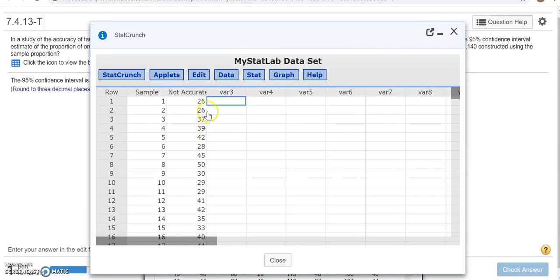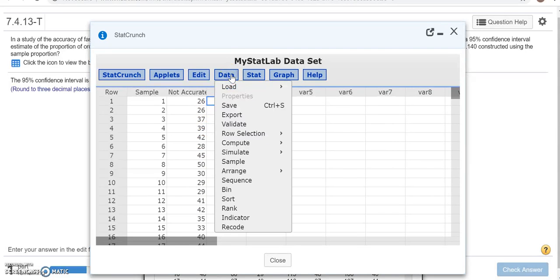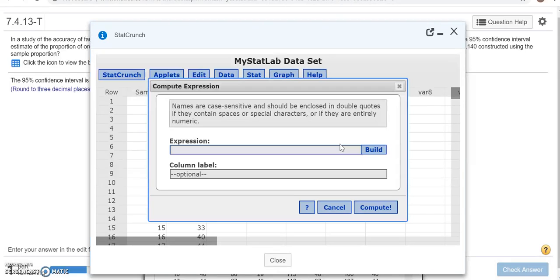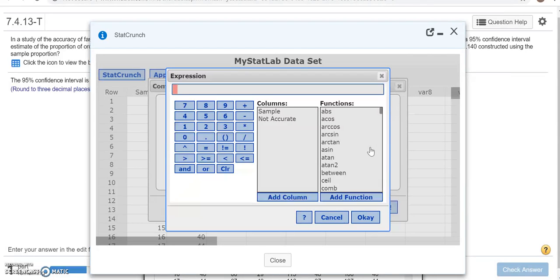I can do that by going to Data, Compute, Expression. And then I'm going to click on Build to build my expression. So what I want to do is take the number in the not accurate column and divide that by 360. So if I come right here, I can double click on not accurate and see the words not accurate in quotations pop up in my expression line.